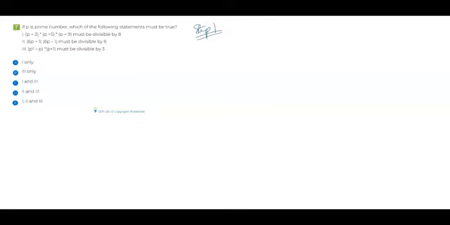Now, whenever you're given a prime number and you're asked which must be true, that means it must be true in all the possible scenarios. So, when we talk about prime numbers and think of all the possible scenarios, this is how ideally you should break it down. We have an even prime number, and then we have 3, which is an odd prime number.